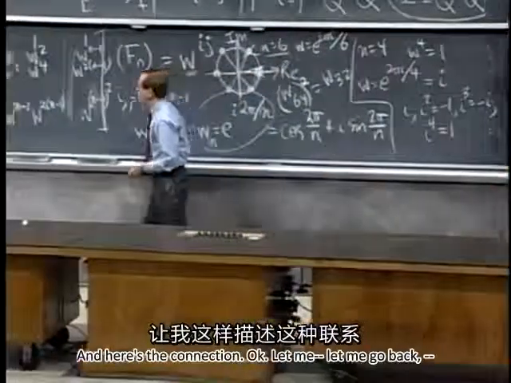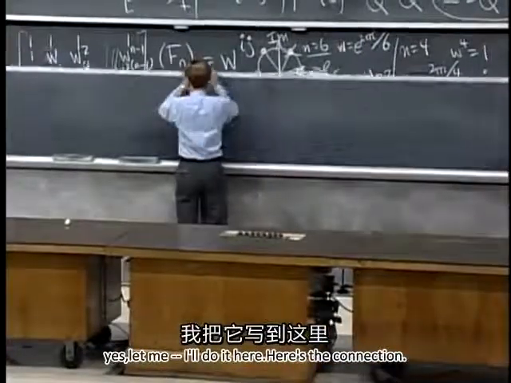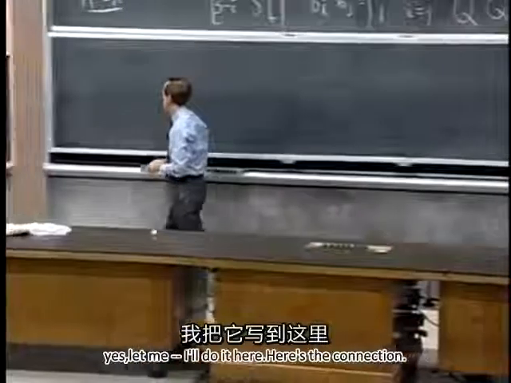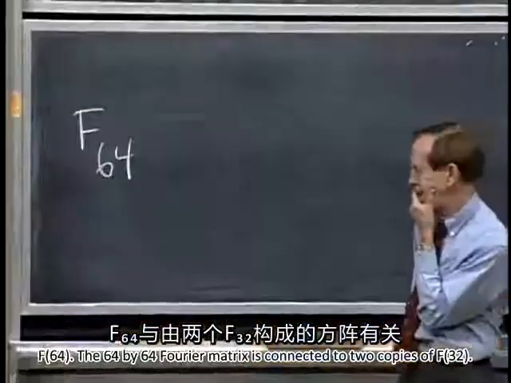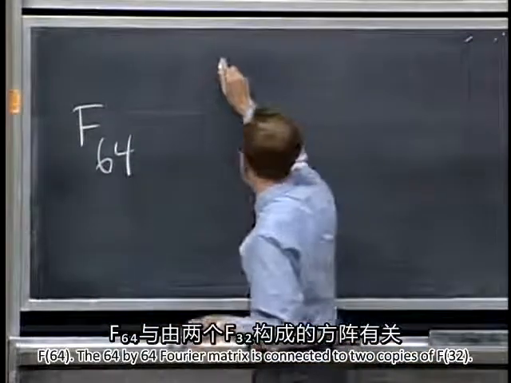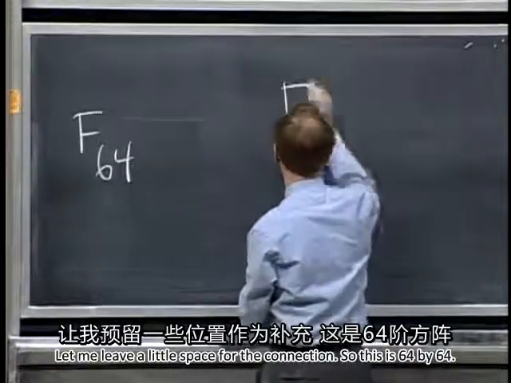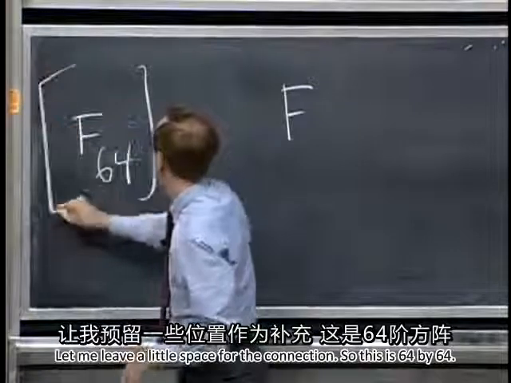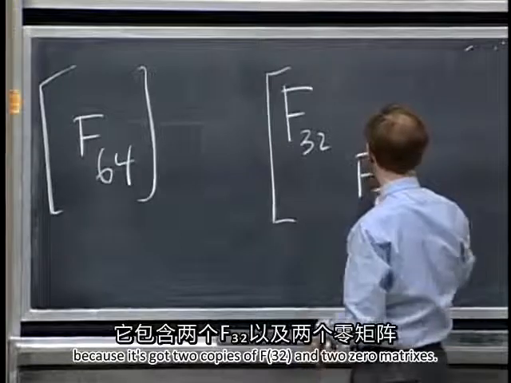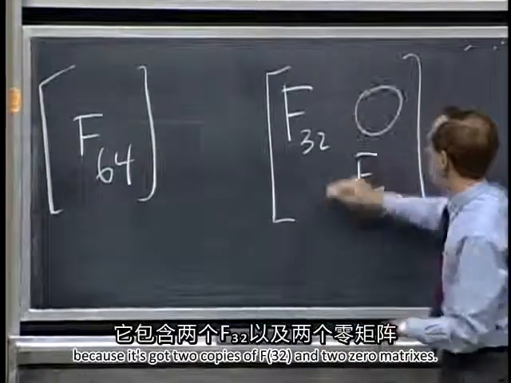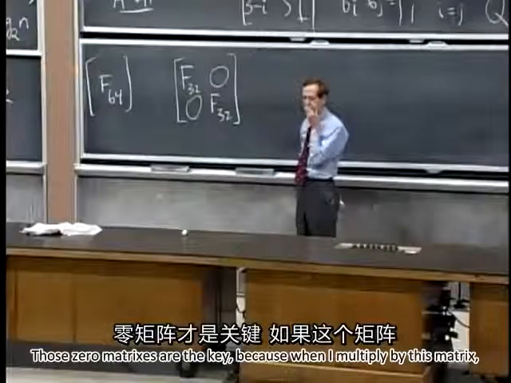Let me go back. I'll do it here. Here's the connection. F64, the 64 by 64 Fourier matrix, is connected to two copies of F32. Let me leave a little space for the connection. So this is 64 by 64. Here's a matrix of that same size because it's got two copies of F32 and two zero matrices. Those zero matrices are the key.